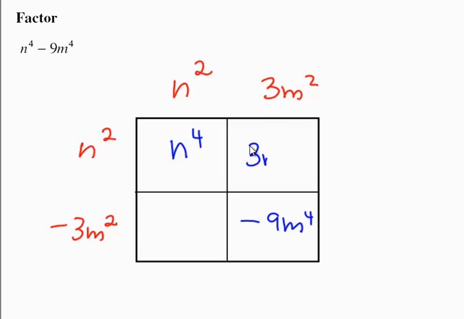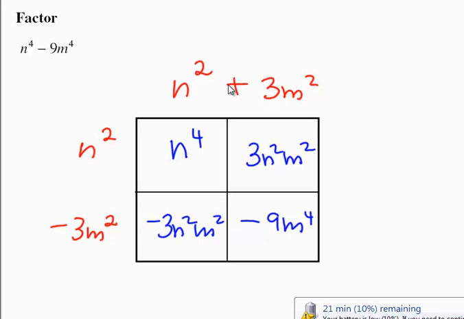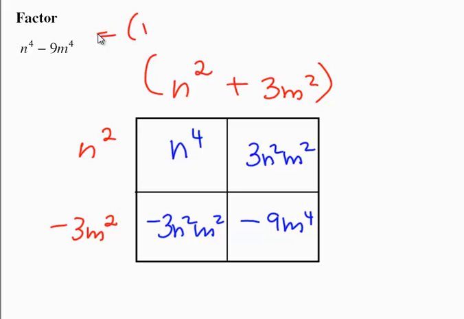and then when we walk backwards we get 3n squared m squared and negative 3n squared m squared. They cancel out just like they're supposed to, so we have our answer. It's going to be n squared plus 3m squared times n squared minus 3m squared.